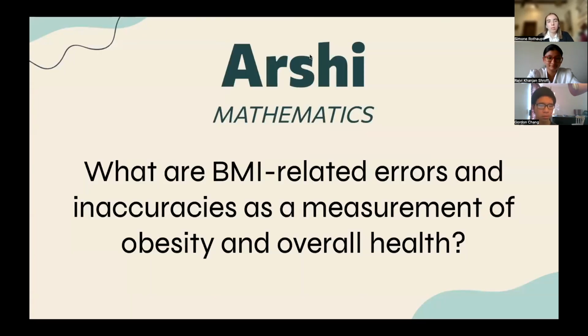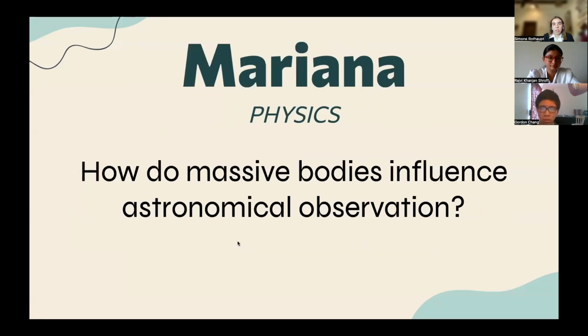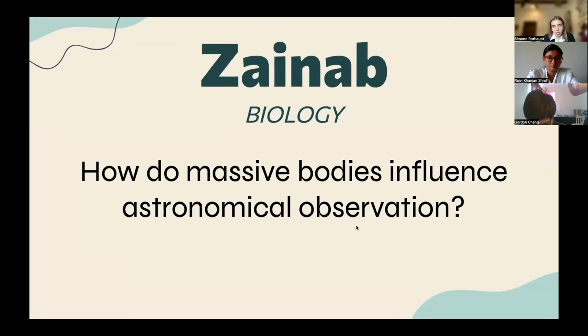And now I'm going to go through some of the other participants in the research program and their research questions that they had begun and will continue to be working on. So first is Arshi with mathematics, and they were looking at BMI-related errors and inaccuracies as a measurement of obesity and overall health. Next is Mariana with physics, looking at how massive bodies influence astronomical observation. I believe she was looking at a specific star in particular, but I do not have it in the notes here, but I'm sure that one will turn out interesting as well.